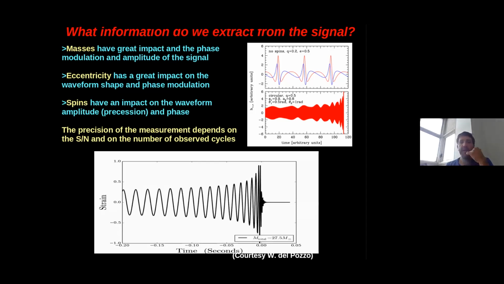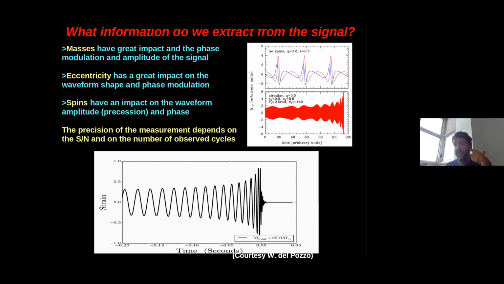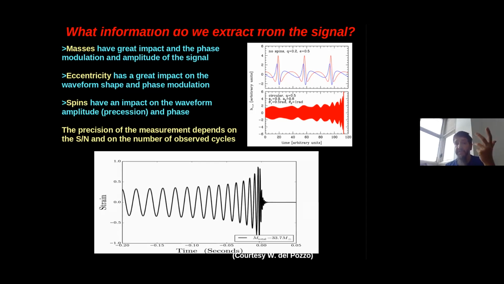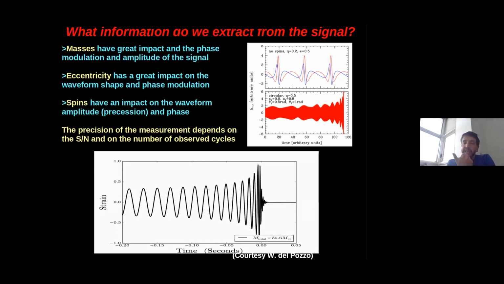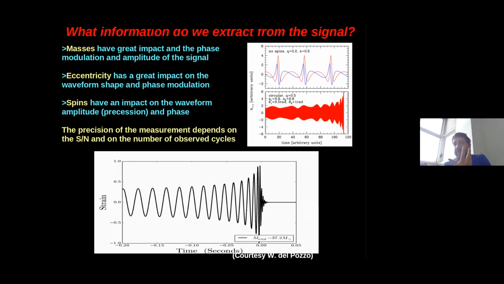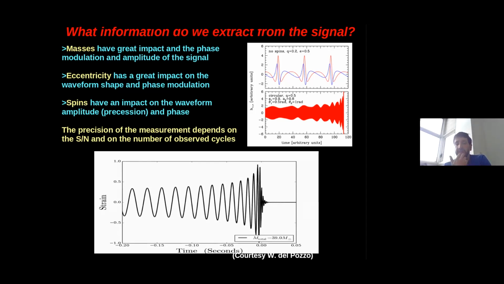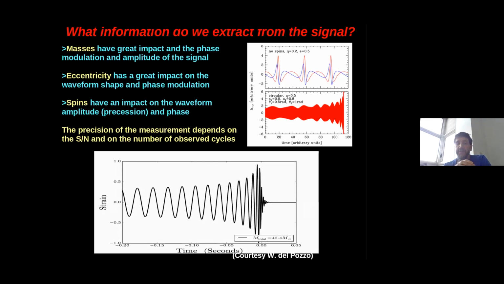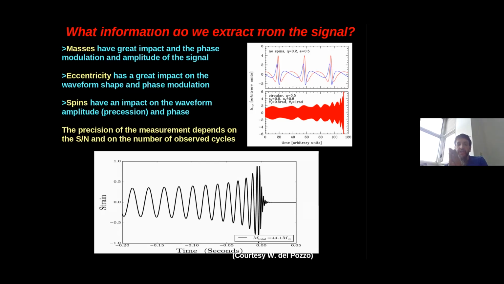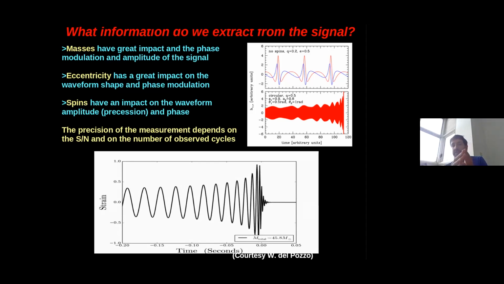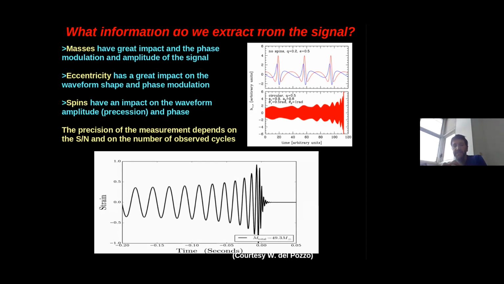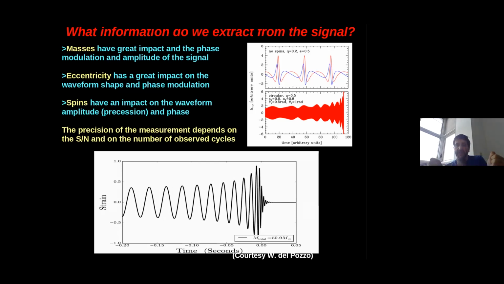We want to know what information we can extract from the detection of the gravitational wave. Essentially, the waves depend on the parameters of the sources. The most important ones are masses. And here at the bottom, I show how a gravitational wave changes as the mass changes. So you see, the larger the mass, the lower the frequency of the wave. As the mass is increasing in this cartoon, the wave is stretching out, right?